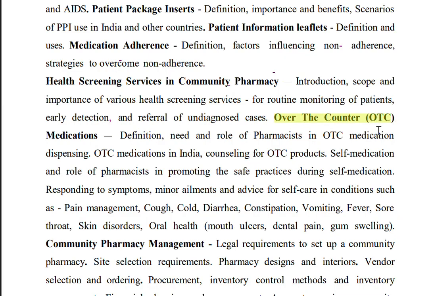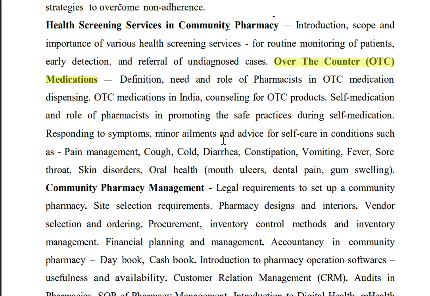OTC medications. What types of OTC medication are available in the market? What is the current trend? Self-medication and the role of pharmacists in promoting safe practice during self-medication. Minor ailments and advice for self-care in conditions such as pain management, cough, cold, diarrhea, constipation, vomiting, fever, sore throat, skin disorders, and oral health. For this, you have to read the drugs available in the market as OTC medications.